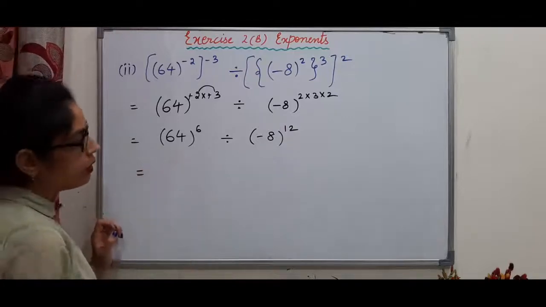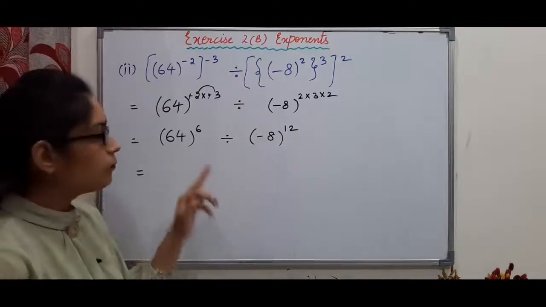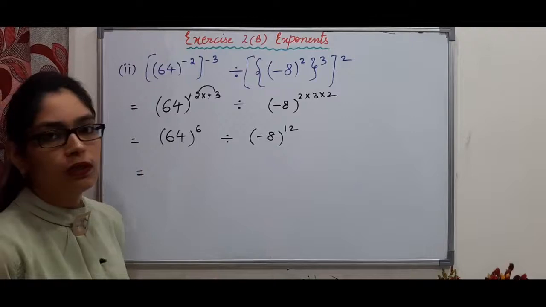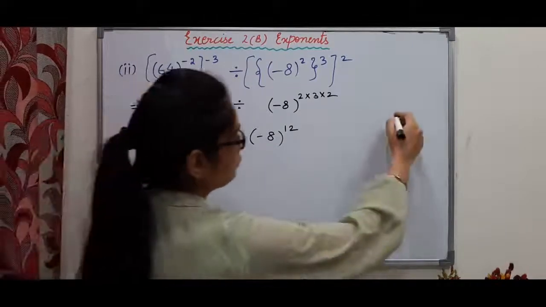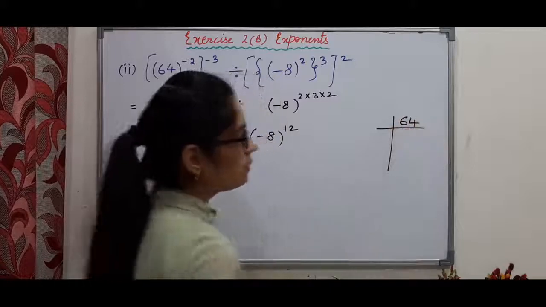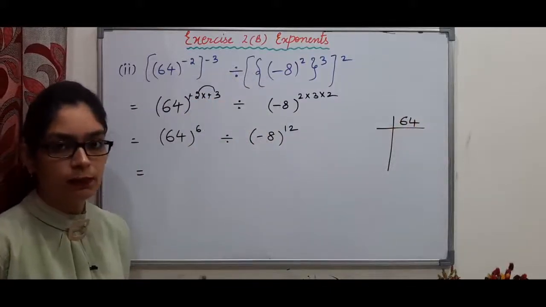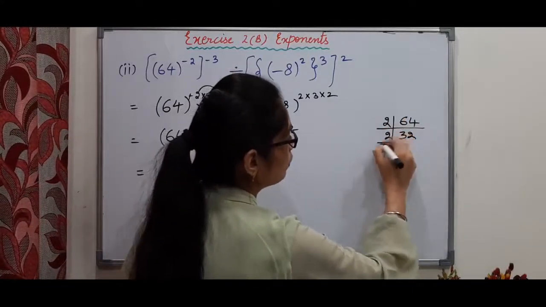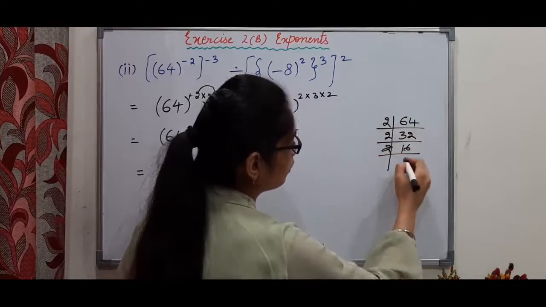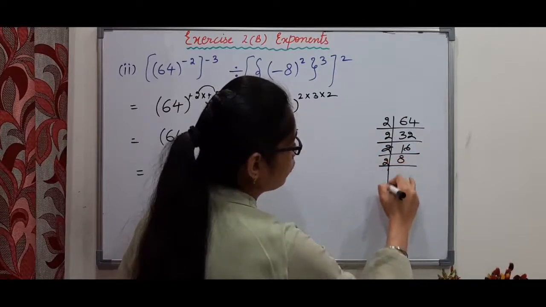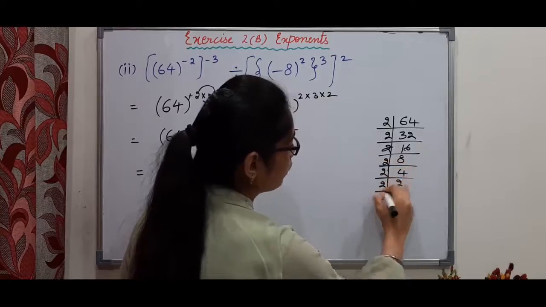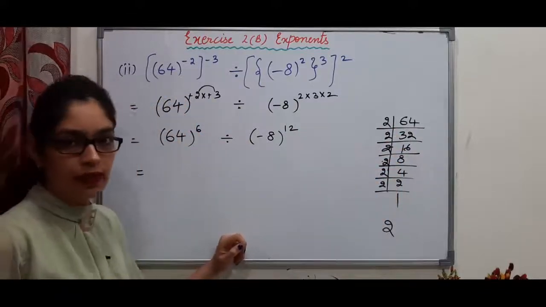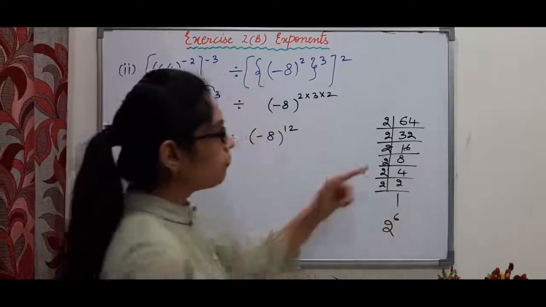So 64, see here I have minus 8, here I have 64. So what I can do here, I can convert 64 also to its exponential form. So 64, I can write it in exponential form of 2 also, because if I see it is 2 into 32, 2 into 16, 2 into 8, then 2 into 4, 2 into 2 and 2 into 1. So 1, 2, 3, 4, 5, 6.